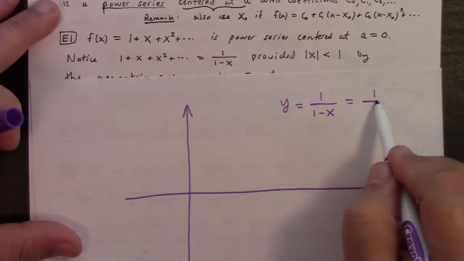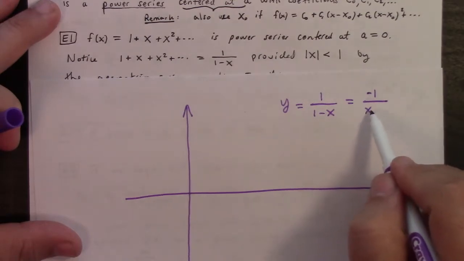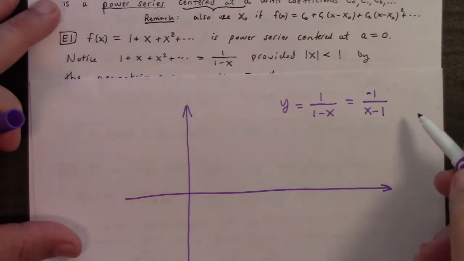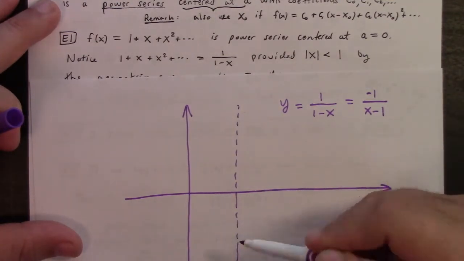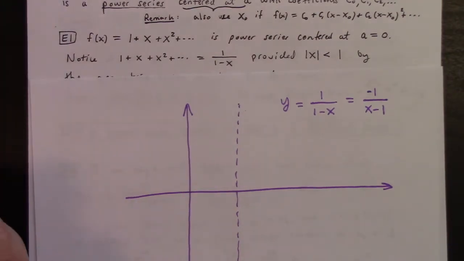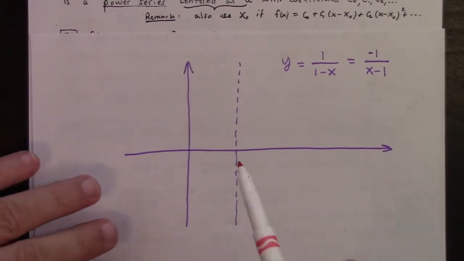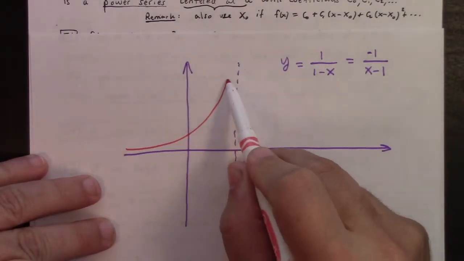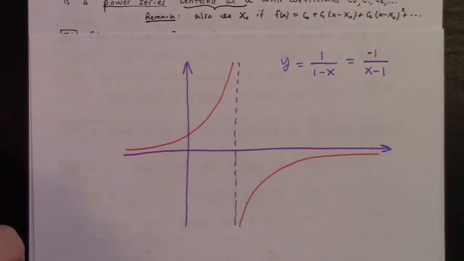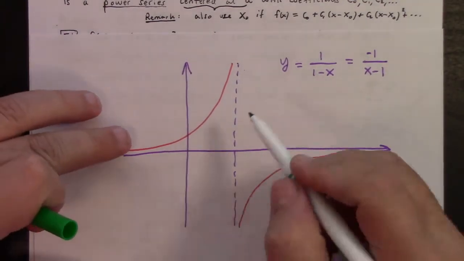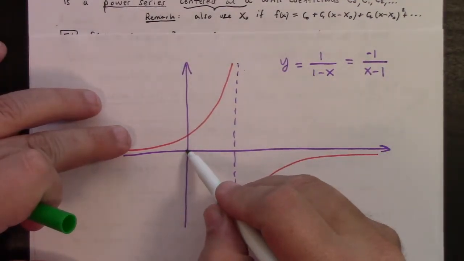Well, if you want, we could write that as 1 over minus 1 over x minus 1, right? Maybe that would allow you to clearly see it's got a vertical asymptote at 1, right? And let's see here. It's positive. It's positive back over here. And it's negative over here. Something like that, right?